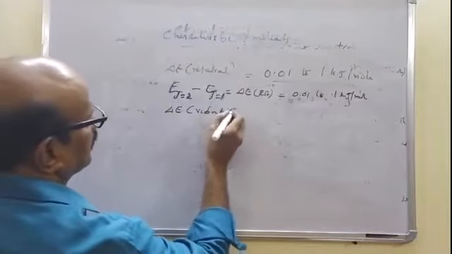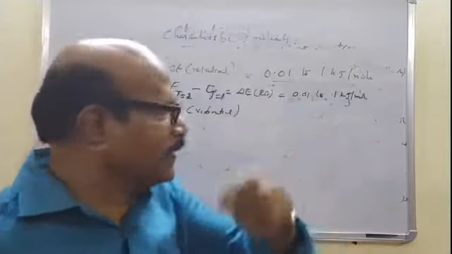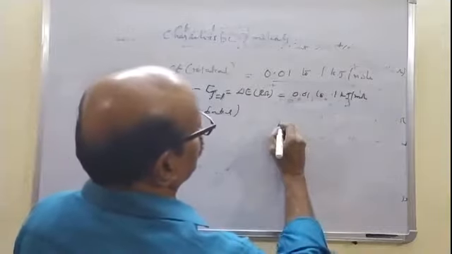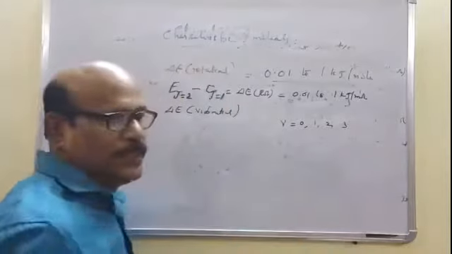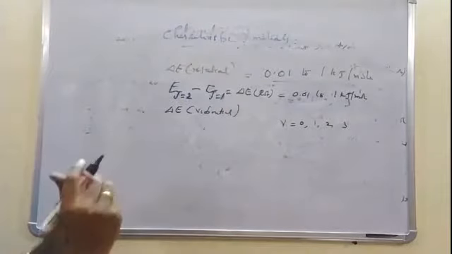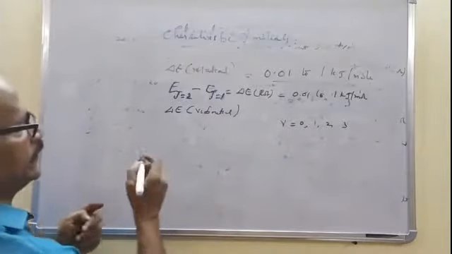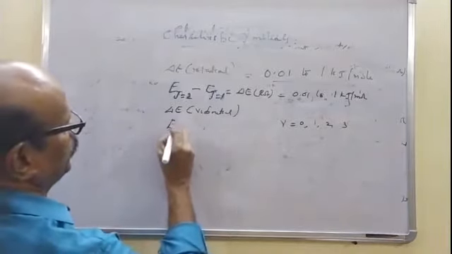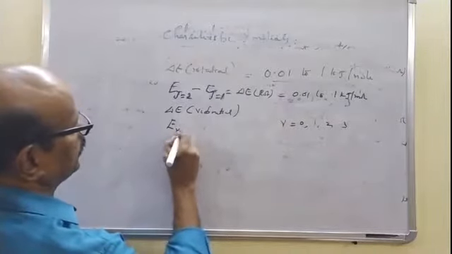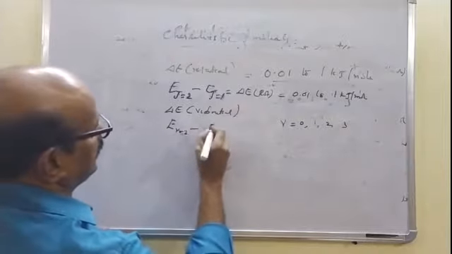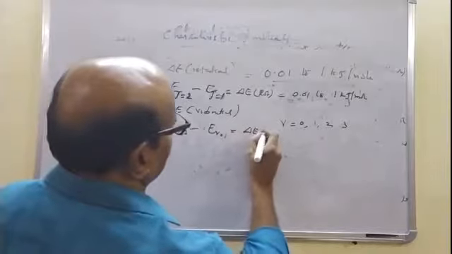Delta E vibrational. Vibration energy is quantized by a quantum number called the vibrational quantum number nu, which is equal to 0, 1, 2, 3, etc. So the energy difference between any two vibrational levels, E at nu equal to 2 minus E at nu equal to 1, is called delta E vibrational.